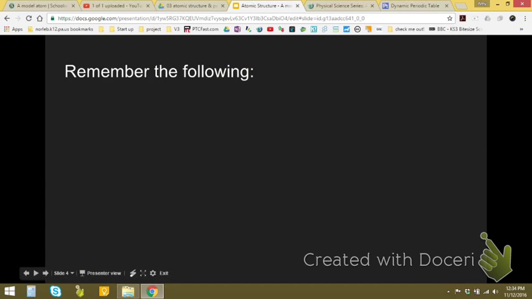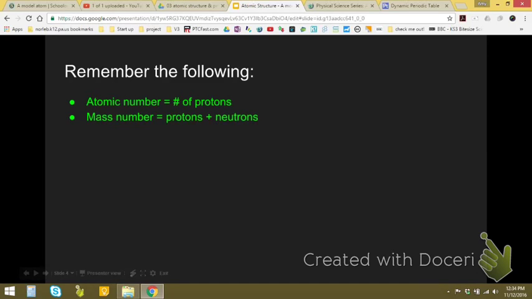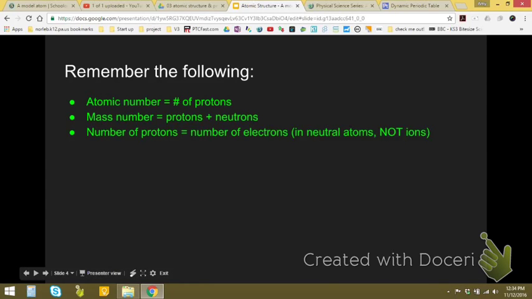Okay, let's continue. Remember the following. This will help us as we fill in the information on our puzzle for the next page. The atomic number is equal to the number of protons. The mass number is equal to the protons plus the neutrons, remembering that we give each of these particles a number of 1. The number of protons should equal the number of electrons in neutral atoms, but not in ions. And this is so that we end up with a neutrally charged atom, because the positives will balance out the negatives.